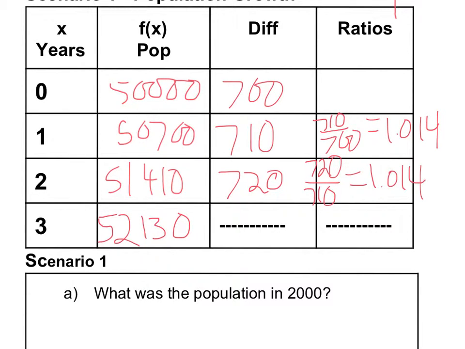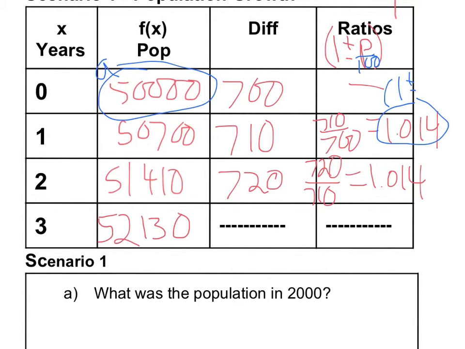So if you look, we've got our ratios, and it's very clear the ratios are the 1 plus or minus p-value. So that is your common ratio. That will help you with your equation if you just had a table of values. In this case, there's your A value right there, and there is your 1 plus or minus p over 100.